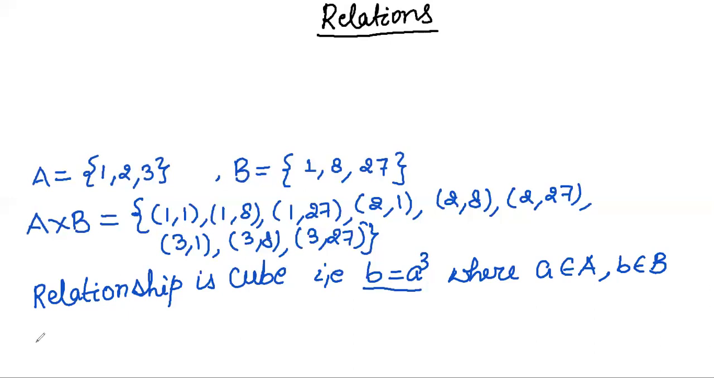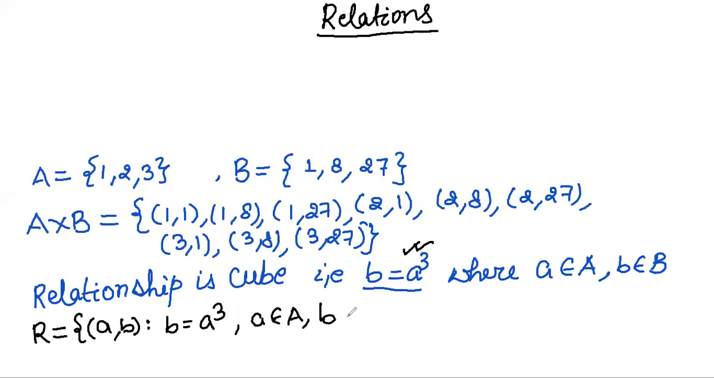So according to the condition, first of all, I am writing this condition in set builder form. I think you all know how to write set builder form. So it will be like that: (a, b) such that b equals a cube, where a belongs to set A and b belongs to set B. So this is the set builder form. Now according to this form, we can write the elements of R.